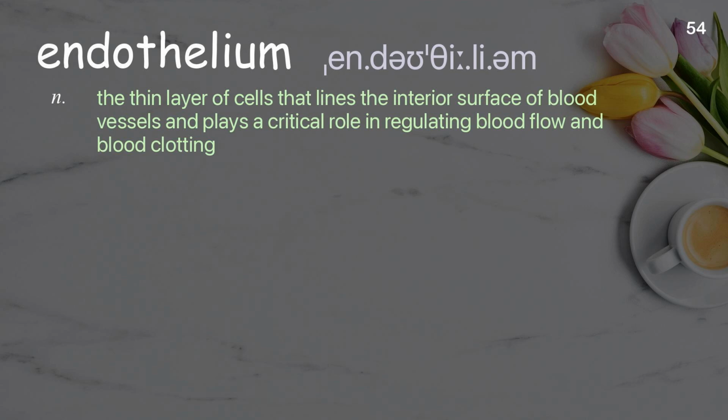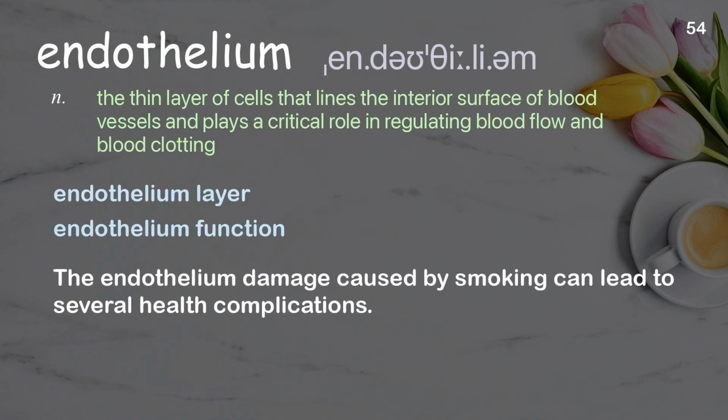Endothelium. The thin layer of cells that lines the interior surface of blood vessels and plays a critical role in regulating blood flow and blood clotting. Examples: Endothelium layer. Endothelium function. The endothelium damage caused by smoking can lead to several health complications.